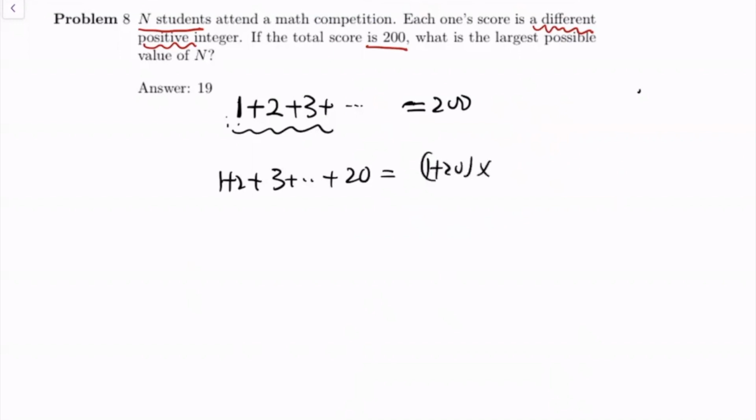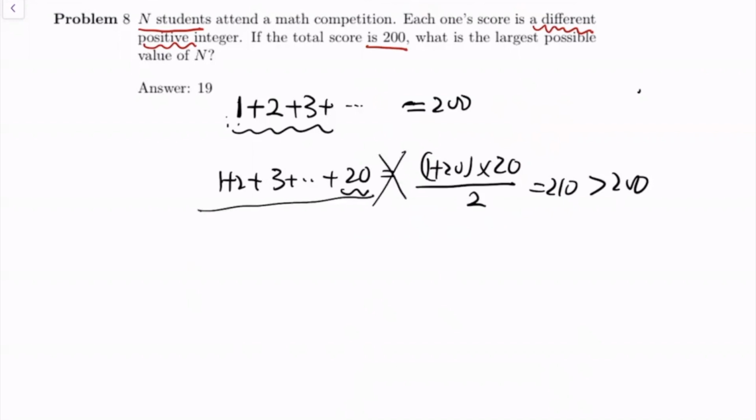Calculate those numbers in your head and you see what we get. This is 210, which is bigger than 200, so 20 people is too many. It's not going to work. If you have 20 people, the total score will be at least 210, which is greater than 200. So let's go down a little bit.